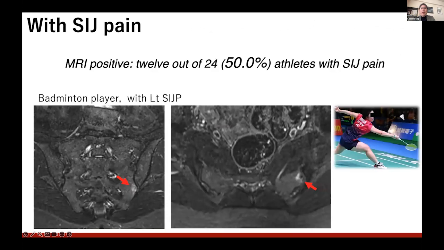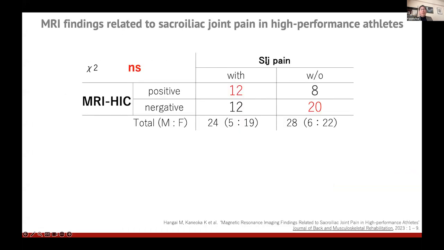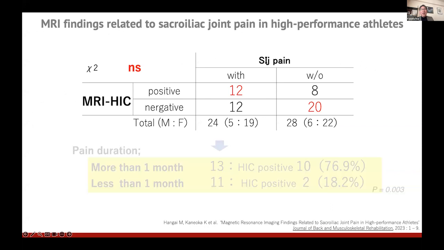On the other hand, in the 24 cases with SIJP, 12, or 50%, had high signal changes. Thus, more high signal changes were observed in players with SIJP. However, statistical tests showed no significant difference between SIJP and high signal changes.